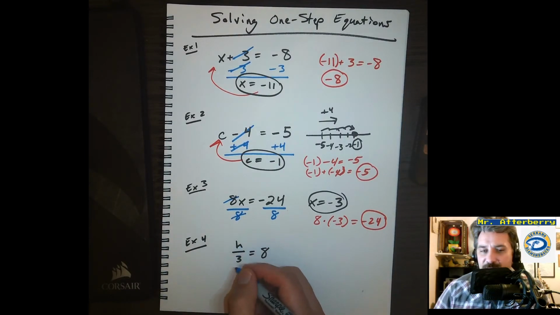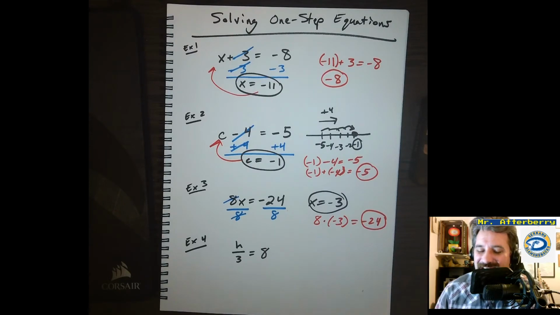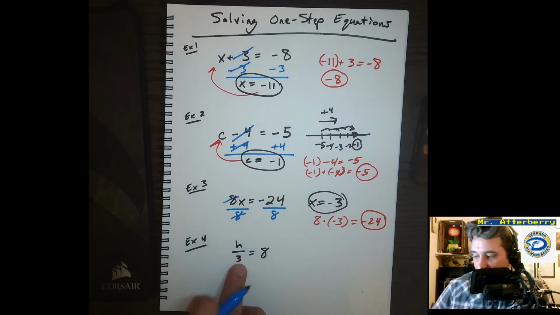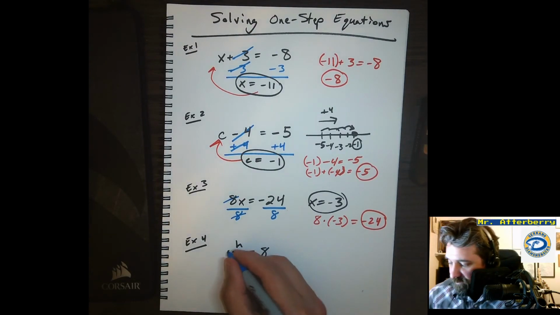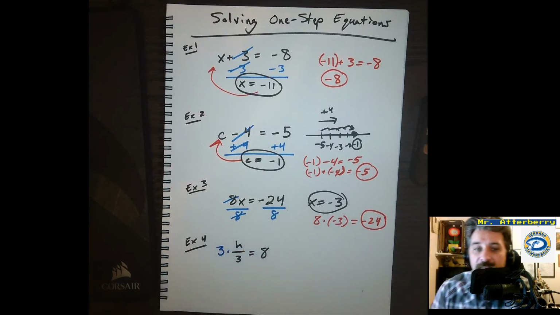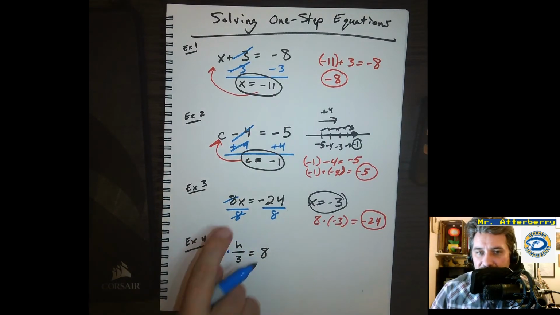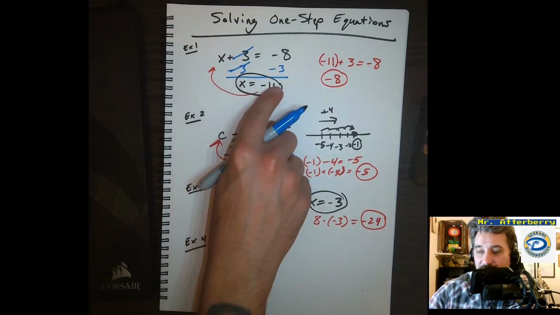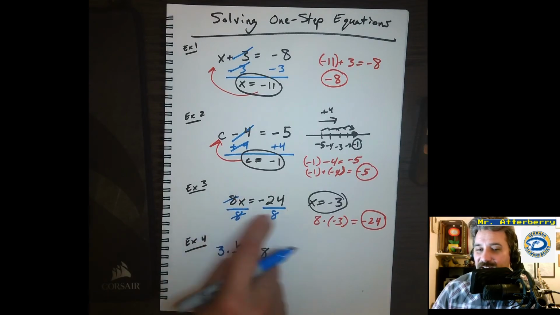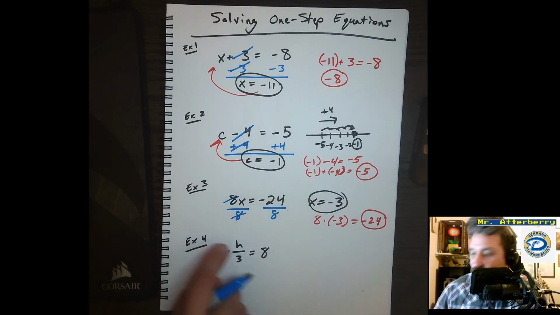So h divided by 3 equals 8. Therefore, to solve for that h, you must do what's being divided, which is 3, but you're going to do the opposite of dividing, which is multiplying. It's going to look kind of like this. Okay, but now, just like I subtracted to both sides, just like I added to both sides, just like I divided to both sides, I have to multiply to both sides.